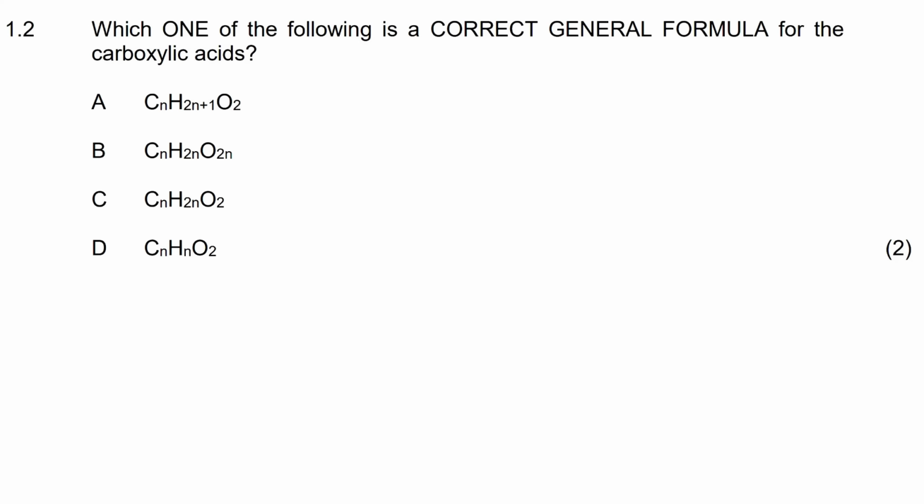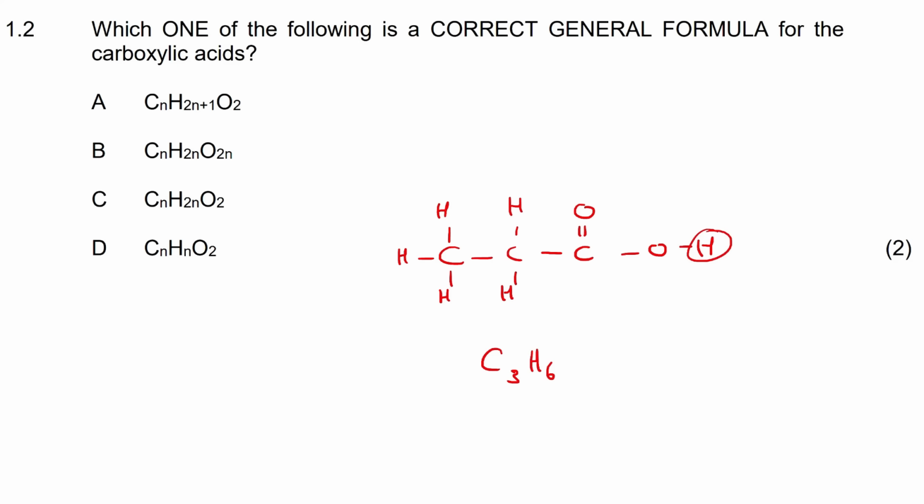Which one of the following is a correct general formula for carboxylic acids? Okay, so what I would go and do is I'd draw a basic 3-carbon carboxylic acid for myself if I was in an exam, if I can't remember its general formula. And then I would try to figure it out. So I see that there's 3 carbons. Okay, so that's C3. Then there's going to be 1, 2, 3, 4, 5, 6 hydrogens. Okay, and then there's always going to be 2 oxygens.